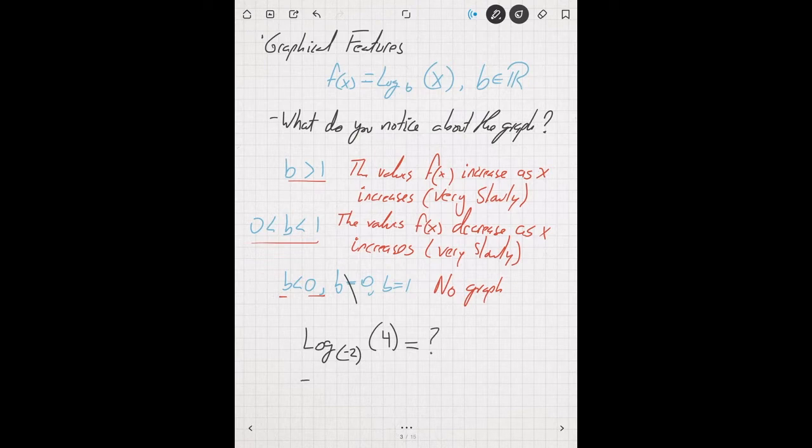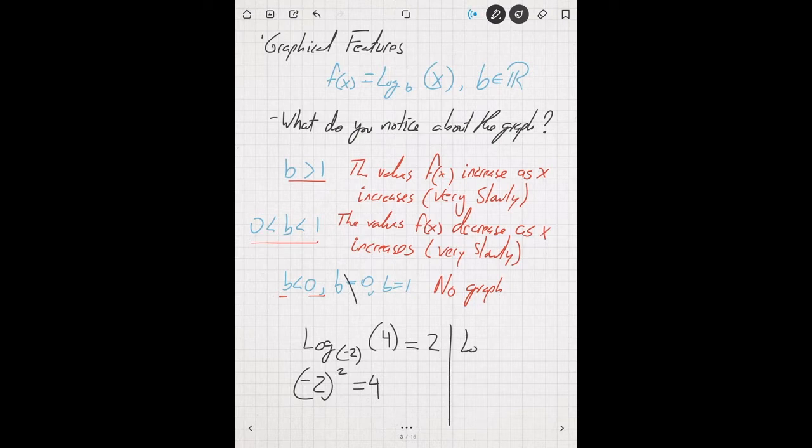Well, -2 to some power getting me 4. Oh, I know what that power is. It's 2. Okay, that's actually fairly easy, right? I know that works. So log base -2 of 4 should in fact get me a 2.